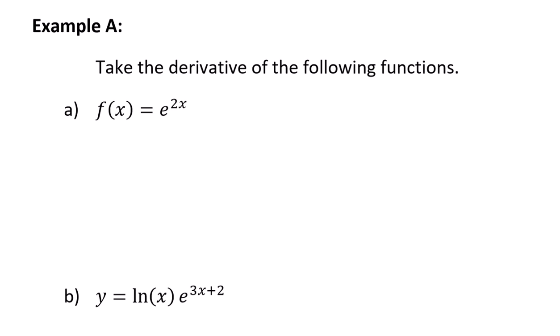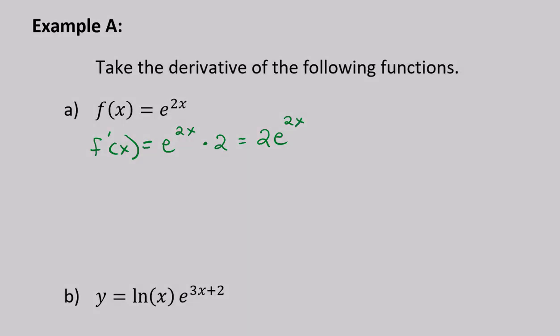In example A, we have f of x equals e to the 2x. So to take the first derivative, we would take the derivative of the e to the 2x, which is itself, times the derivative of the exponent, which is just 2. So this gives us 2 times e to the 2x.